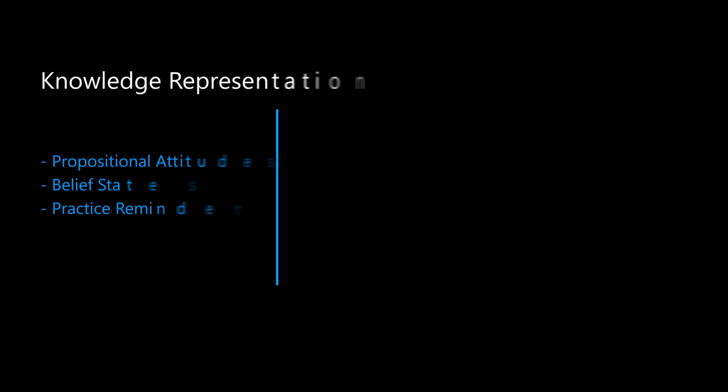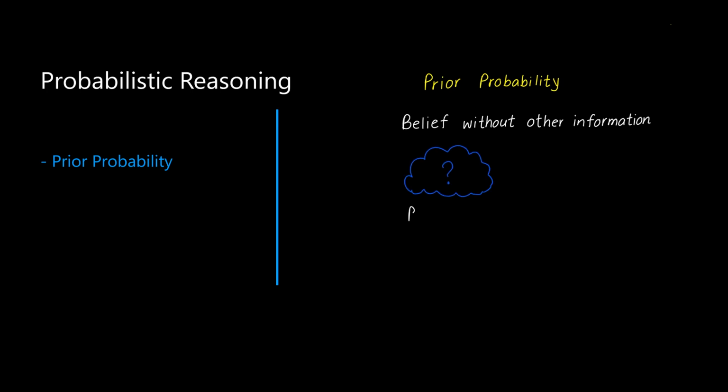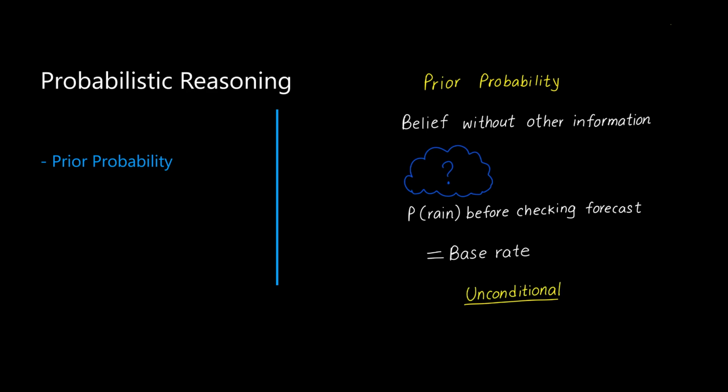OA exam. Now let's tackle uncertainty and probabilistic reasoning, the final major section. Prior, or unconditional probability, is your belief in something without considering any other information. What's the probability it rains tomorrow before you check the forecast? That's prior probability, pure base rate.